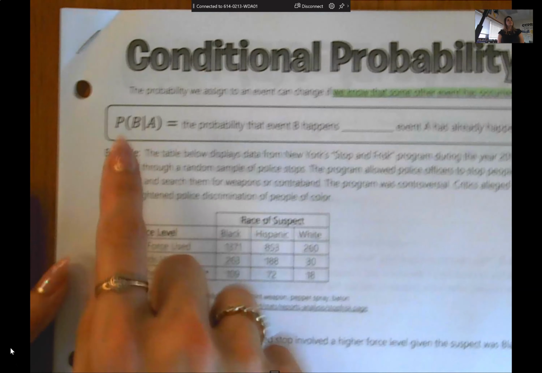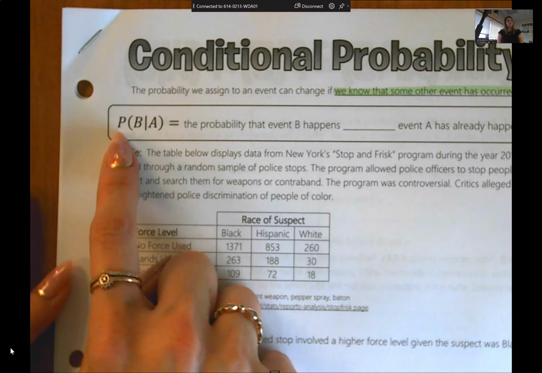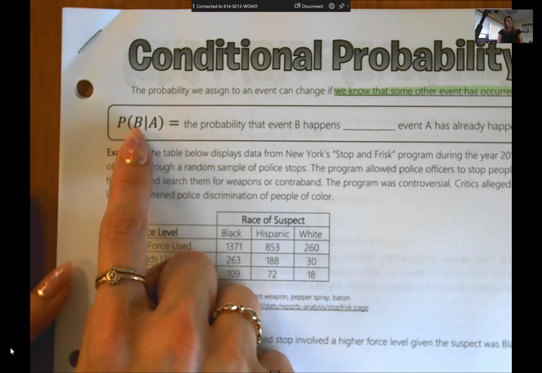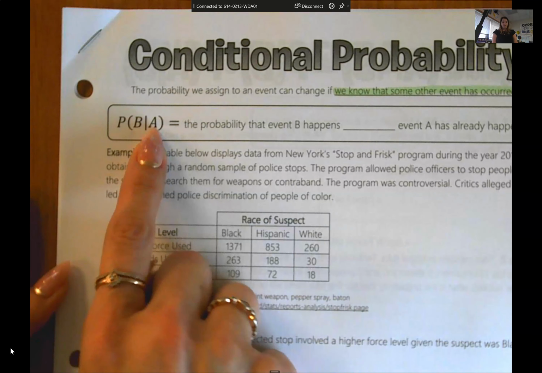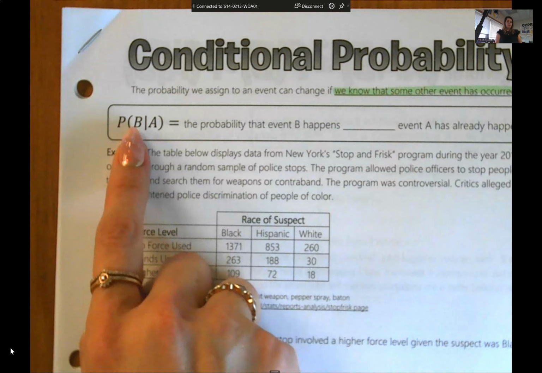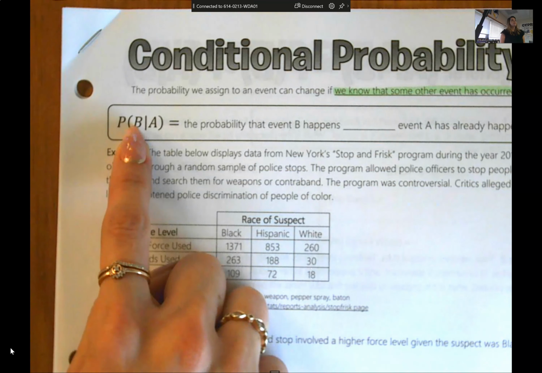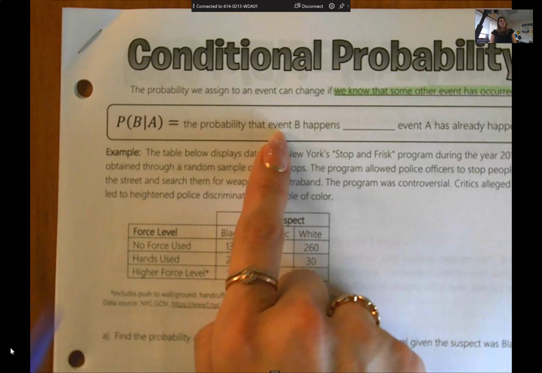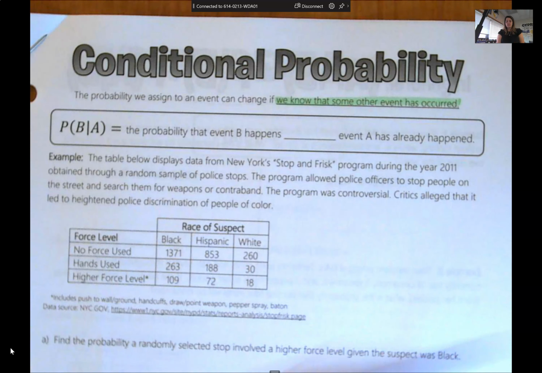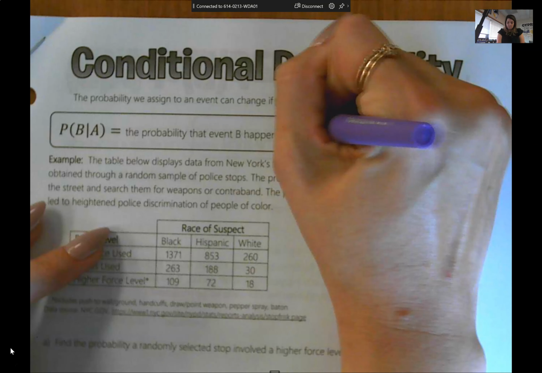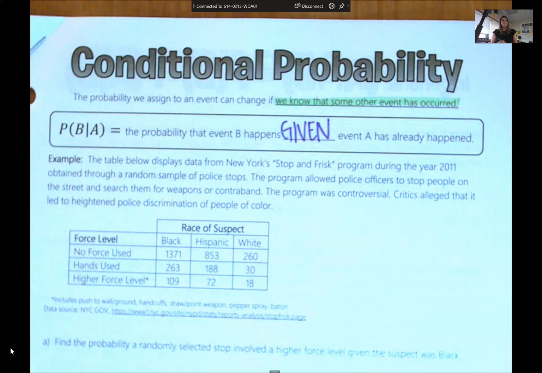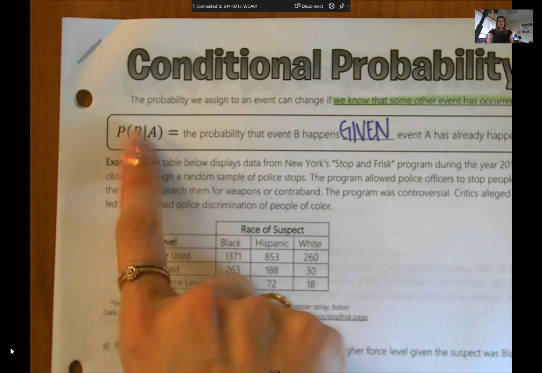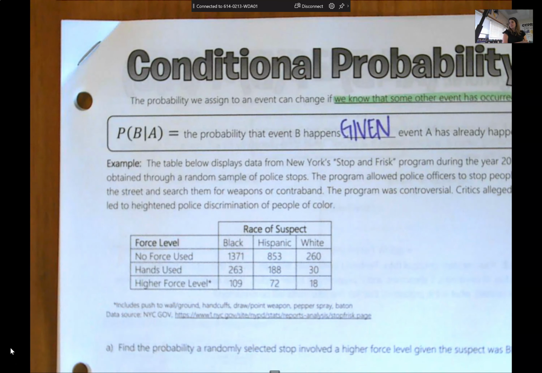So how you typically see this is the probability of event B given event A happened. This straight line here is supposed to represent the word given. So the probability that event B happens given event A has already happened. So that straight line is the word given.